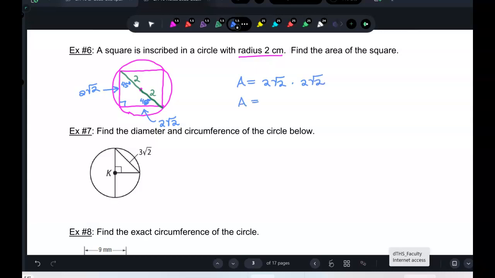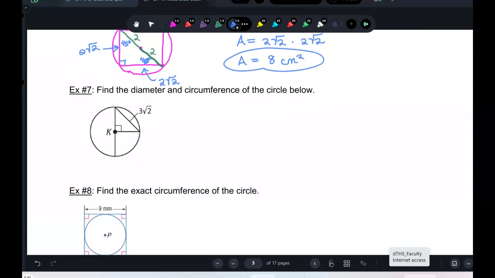Because if the radius is 2, all the way across has to be 4. And then each side is 4 over root 2, which equals 2 root 2. So the area equals 8 square centimeters. Area is always square units. Perimeter, radius, and circumference are just plain units. Perimeter is just plain centimeters.